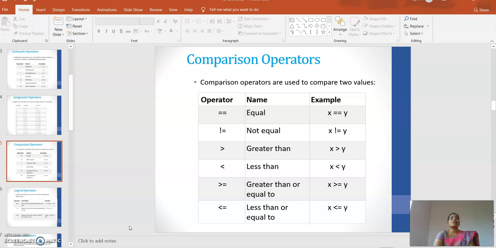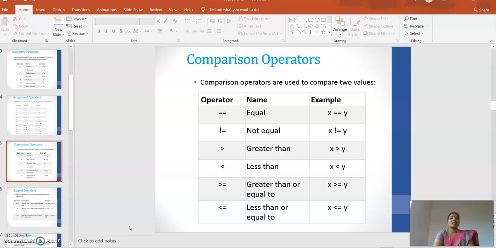Comparison operators are used to compare two values. The comparison operator produces logical values, either true or false. So the corresponding operators are equal to, not equal to, greater than, less than, greater than or equal to, and less than or equal to.